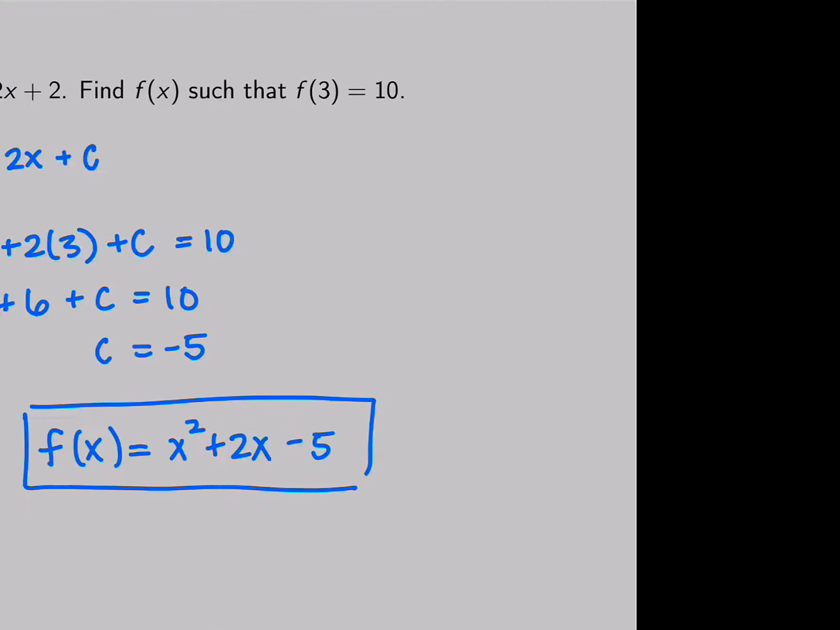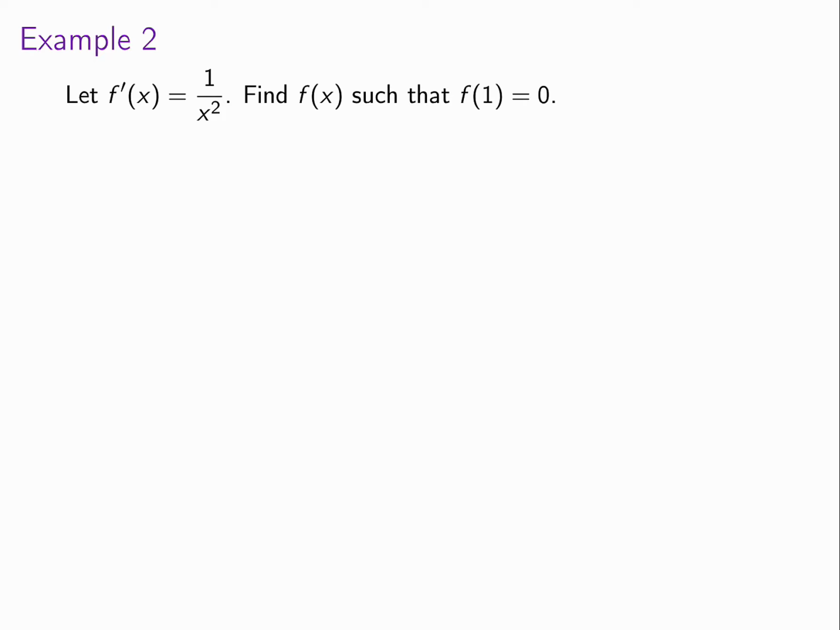All right, let's do another one. Let f prime of x equal 1 over x squared. Now we want to find f of x such that f of 1 equals 0. I'm going to do one quick thing and make this f prime of x equals x to the negative 2, because then it's a little bit easier to find the antiderivative.